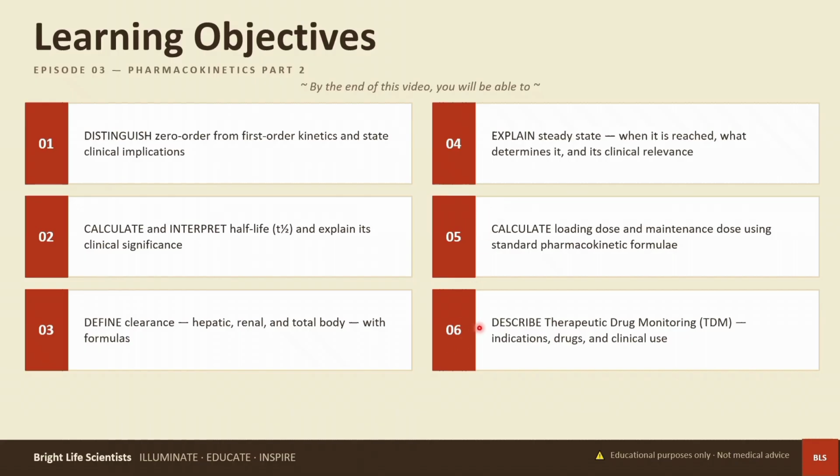Describe therapeutic drug monitoring, what it is, when it's indicated, and which drugs require it. These are the 6 pillars of Pharmacokinetics Part 2. Everything connects. Let's begin.